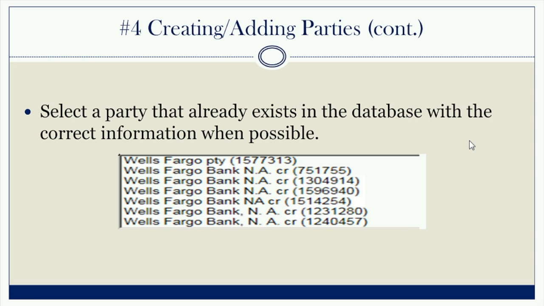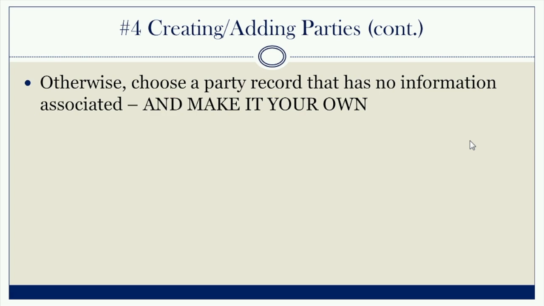Creating and adding parties. When you're in the database, getting ready to pick a debtor or a creditor or whatever, please search the database for the name first. Because we don't want you to keep adding to the list of Wells Fargo. As you can see, they're in here many different ways. And it just keeps building and building, and there's no end. What we would like for you to do is simply pick the one that matches how it's styled on your document.